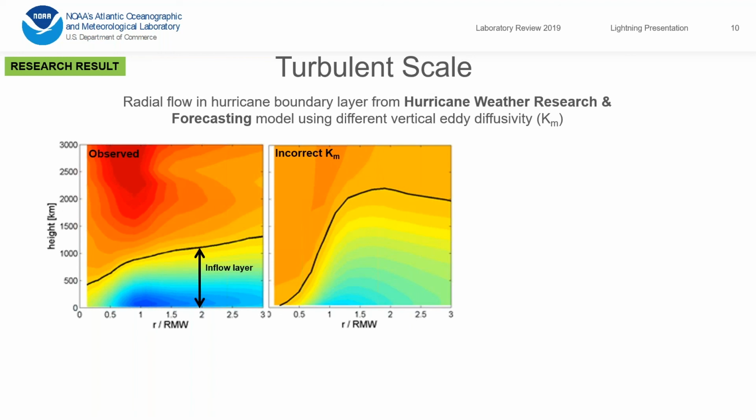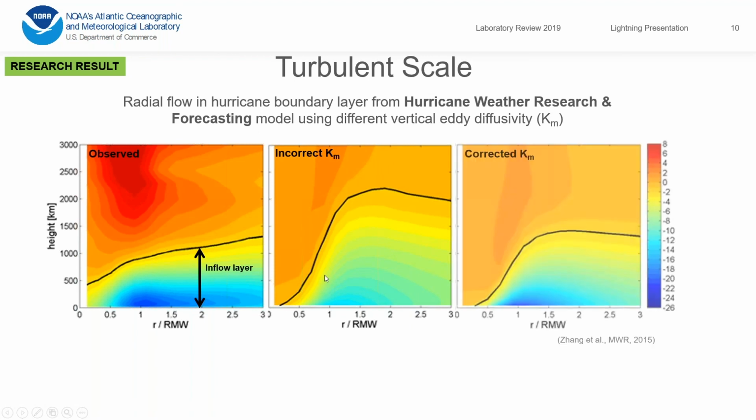And if you use a formulation of mixing in the vertical, eddy diffusivity, if you will, an incorrect version of this, a version that overstated the vertical mixing, with the HWRF model, you can see that the inflow layer depth is much too deep, about twice as deep as what we observed, and it was much weaker. When we corrected the value for the eddy diffusivity based on observations, now you can see that the inflow depth is much closer to what we observed, and also the strength is much closer to what we observed.